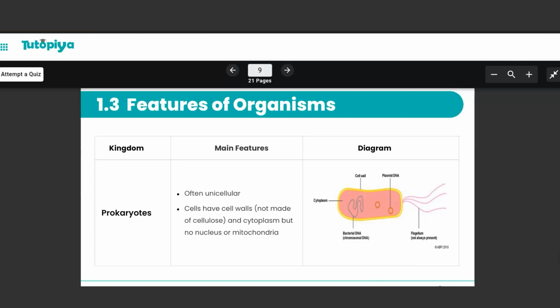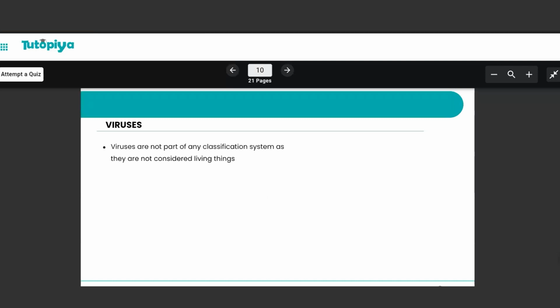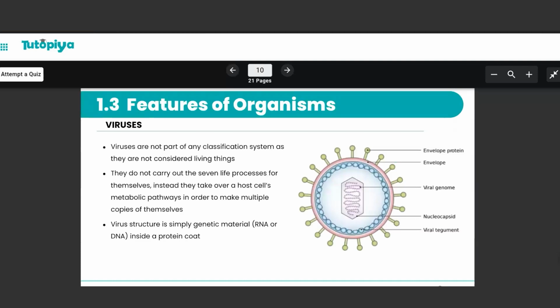And that brings us to this other topic we need to discuss, regarding the viruses. Now, we've all heard of viruses. We know there are viruses that cause certain diseases and so on. So when we talk about viruses, which kingdom do viruses belong to? Now, we've discussed the 5 kingdoms. Which kingdom exactly do viruses belong to?